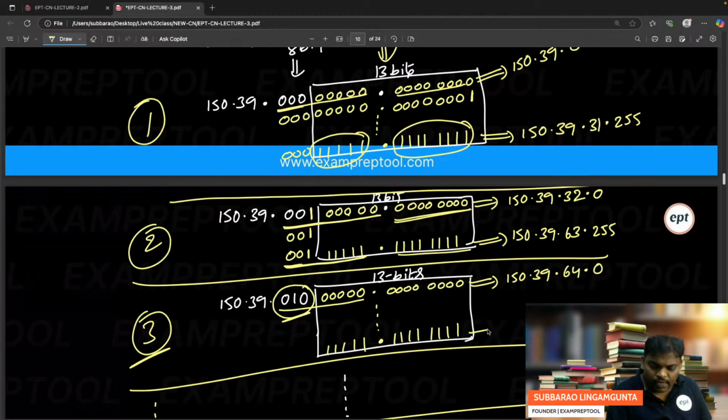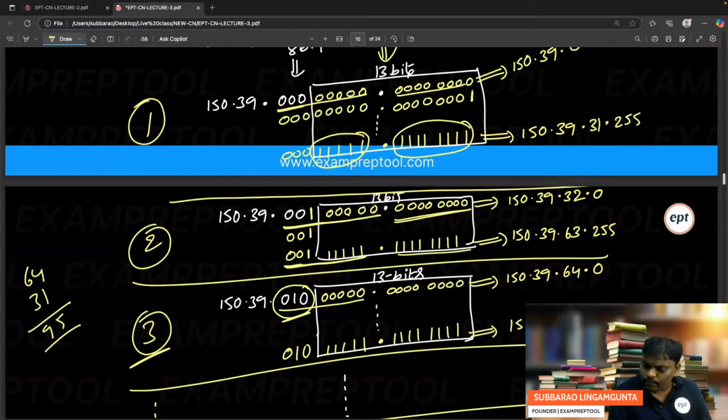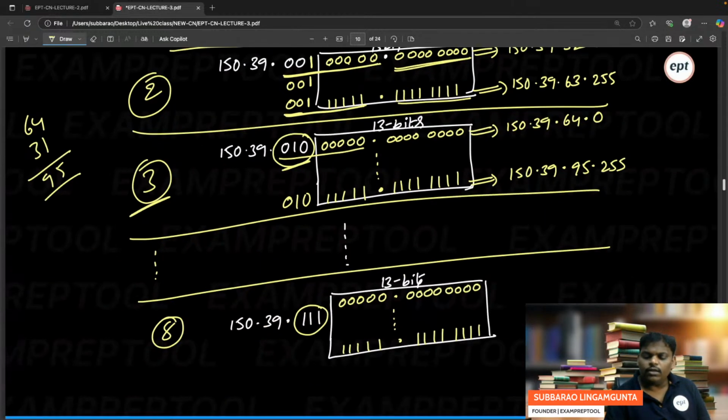Lastly, if you observe 150.39, this is 0, 1, 0 only. So if you observe clearly, 5 ones is 31. 31 plus 64, how much? 95. Check properly. 255. It will continue. Lastly this.